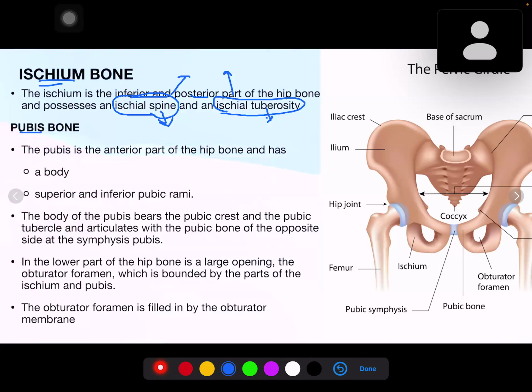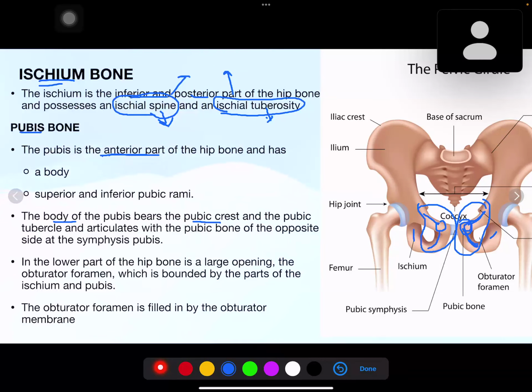Then there's the pubis bone. Now the pubis is actually the anterior part of the hip bone. See, this is the pubis. This much is the pubis. Now this is the body of the pubis in front, and it gives 2 rami, superior and inferior pubic rami, and both these rami attach to the ischium. So these are the superior pubic ramus, inferior pubic ramus, and the body of the pubis.